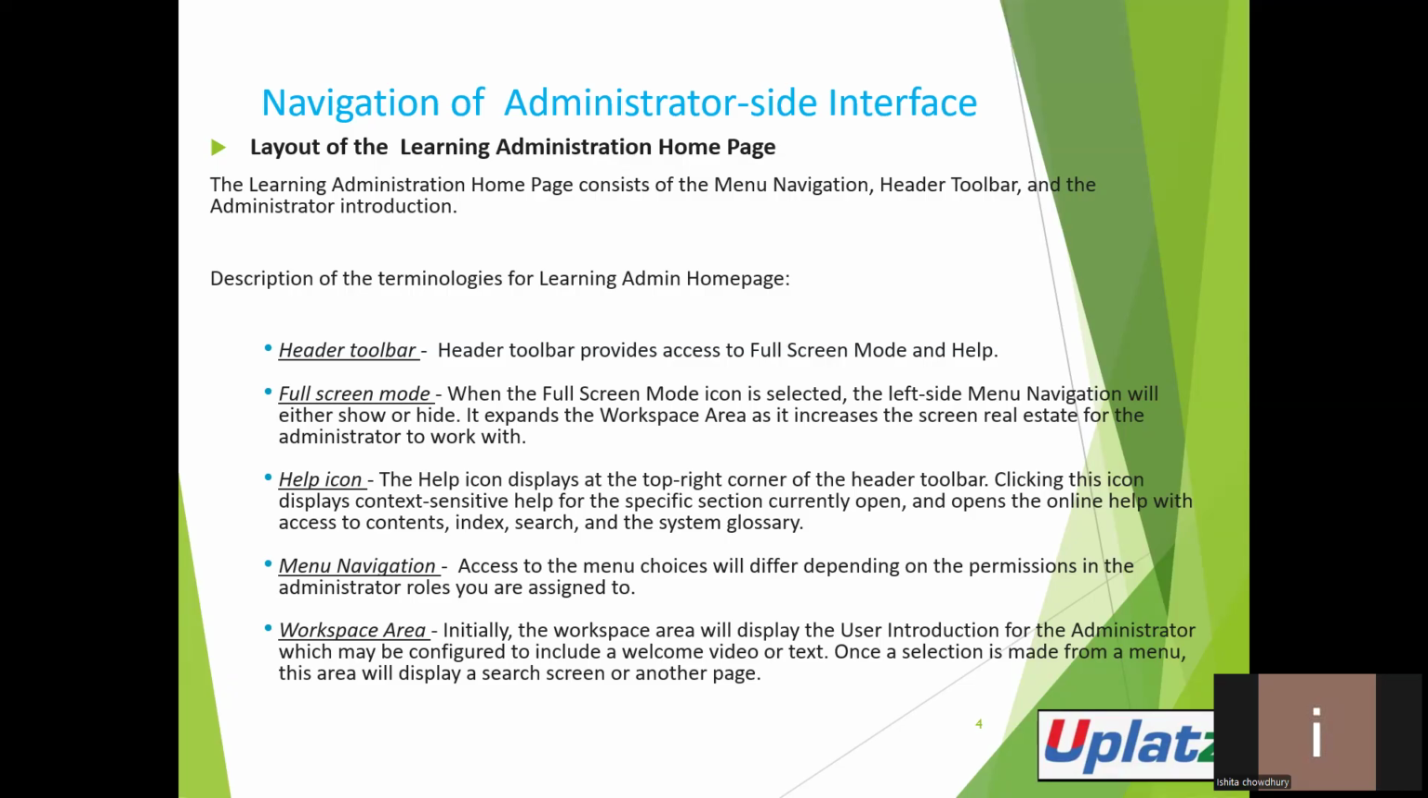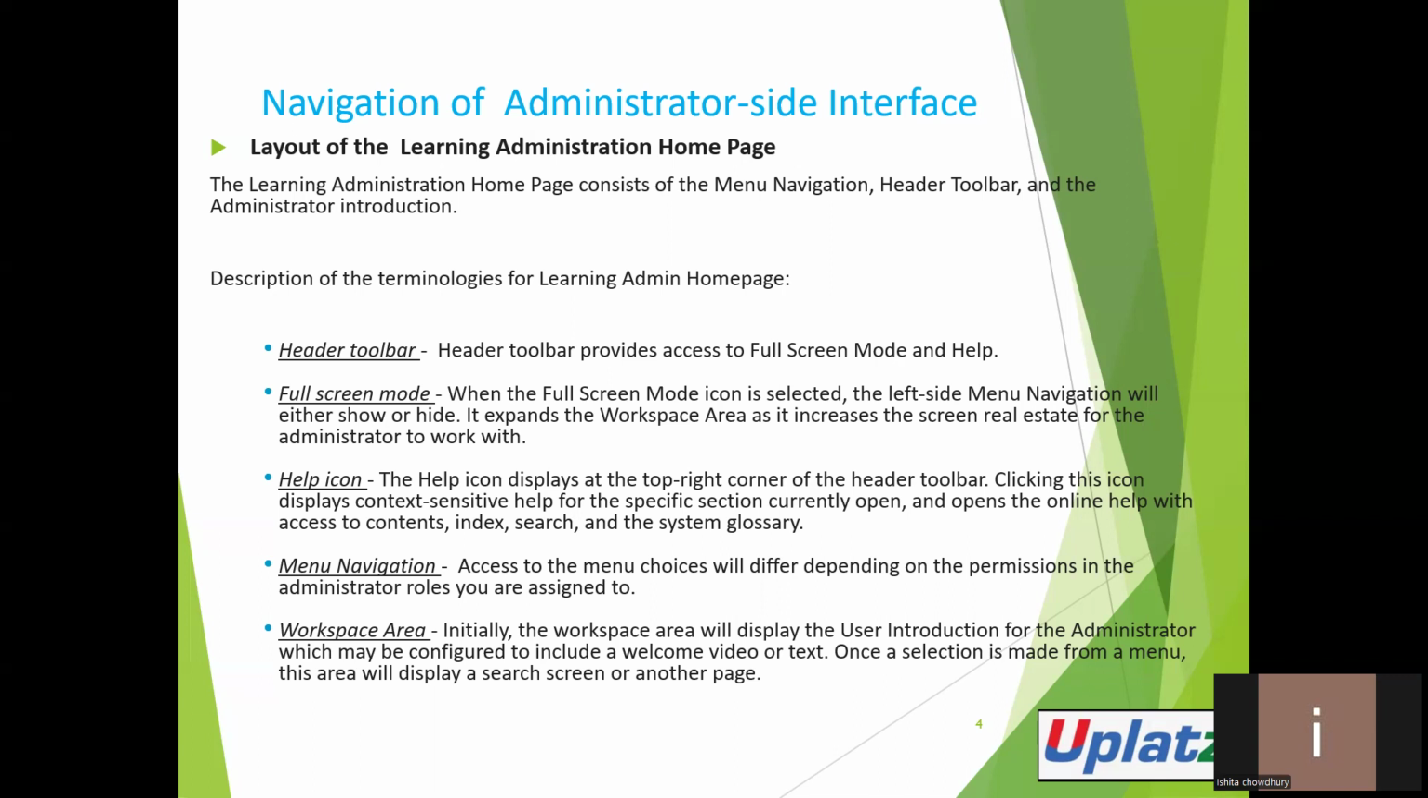Next is help icon. The help icon displays at the top right corner of the header toolbar. Clicking this icon displays context sensitive help for the specific section currently open. Suppose you are on the item page, right? When you're on the item page or when you're on the LMS admin access page, you might be facing some issue with the item. Anything related to item, maybe a terminology definition you want to look at, maybe a functionality definition you want to look at. So that is something the help icon will help us to provide with more details and definitions. It opens the online help with access to contents, index, search, and the system glossary.